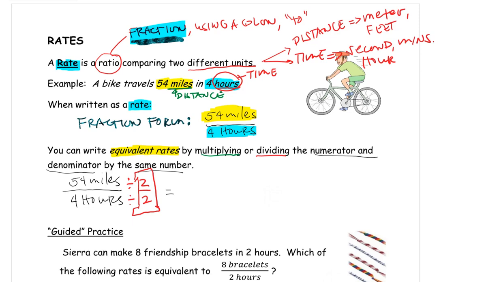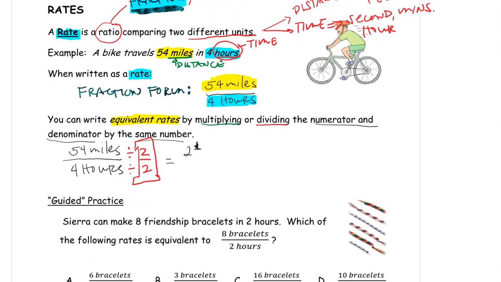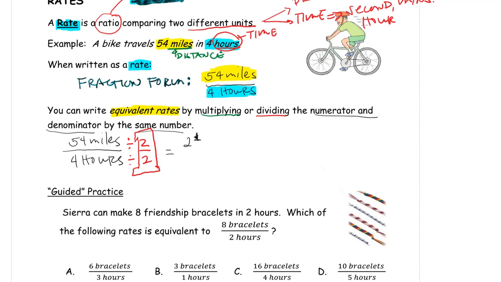So you will come up with 27 miles all over 2 hours. Okay, so 27 miles over 2 hours is an equivalent rate of 54 miles over 4 hours.